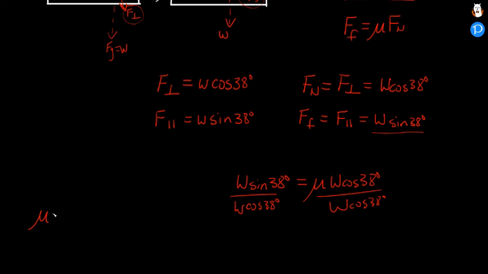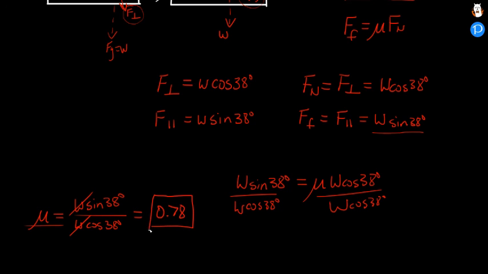And so my equation reads like this. Mu, or the coefficient of friction, is equal to weight times the sine of 38 degrees over weight times the cosine of 38 degrees. And look at this. Weight just cancels out, doesn't it? Because when I divide those two terms, those are going to cancel each other out. And so what I'm left with is the sine of 38 over the cosine of 38, which is going to be the tangent of 38, which equals 0.78. Remember that the coefficient of friction is unitless, so there are no units for this. So my final answer is just 0.78.